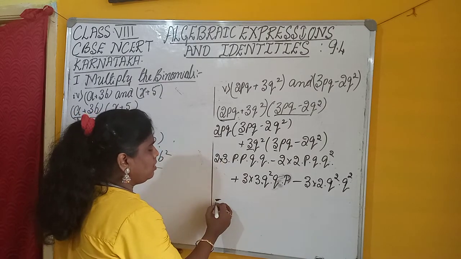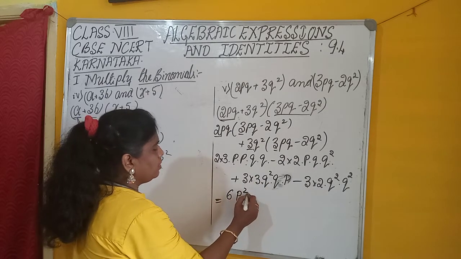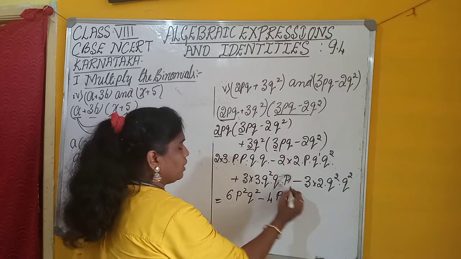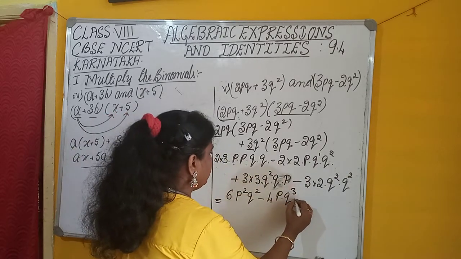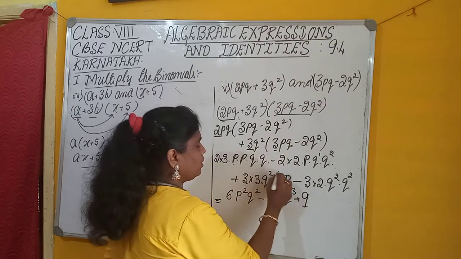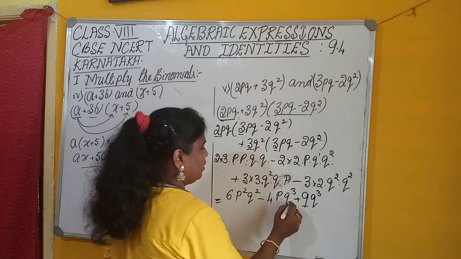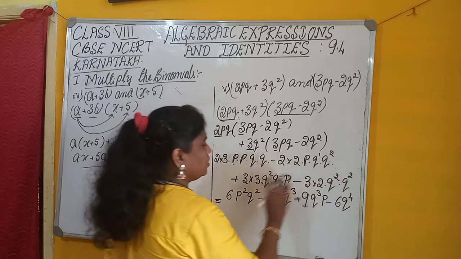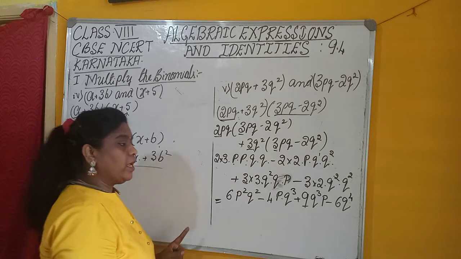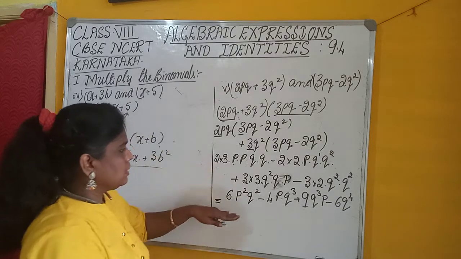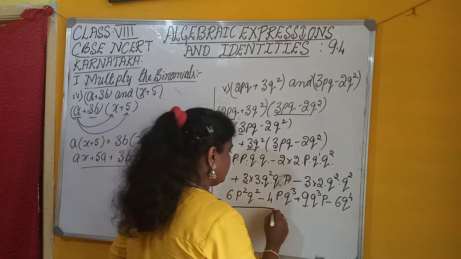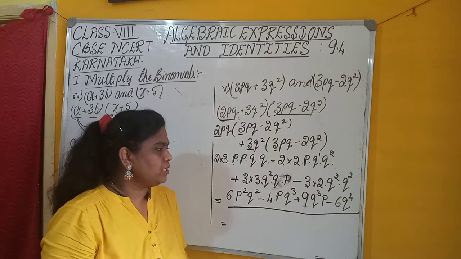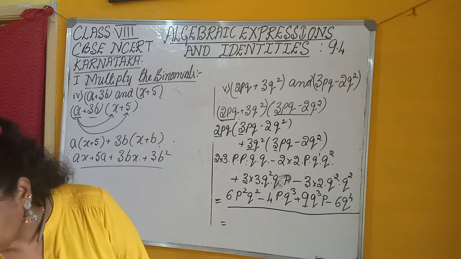Now multiply the numerical coefficients here. 3 2s are 6. p into p is p square. q into q is q square. Minus 2 2s are 4. p into q to the power of 1 plus 2. We have to add the exponents. Therefore q cube. Then plus 3 3s are 9. Here q square into q, q to the power of 2 plus 1 is 3, and p is there, right. Minus 6, q to the power of 2 plus 2 is 4. By multiplying the variables we have to add the exponents. Do you find any similar terms? No. It is written 6p square q square minus 4pq cube plus 9pq cube minus 6q to the power of 4. Again, the next problem.